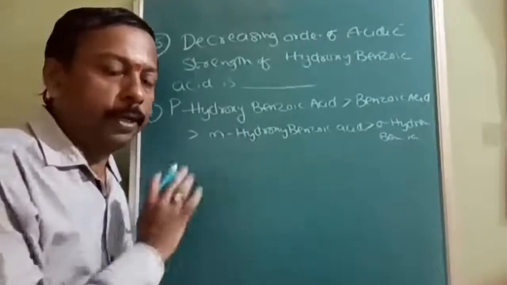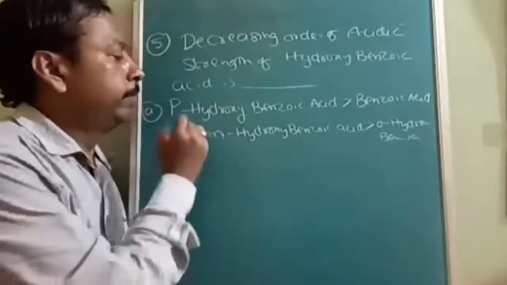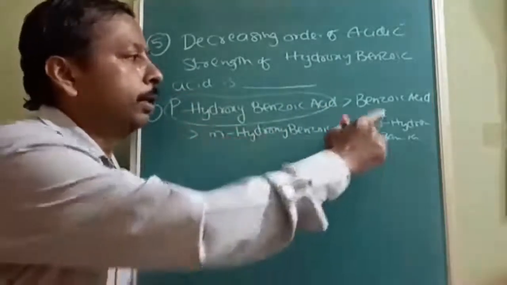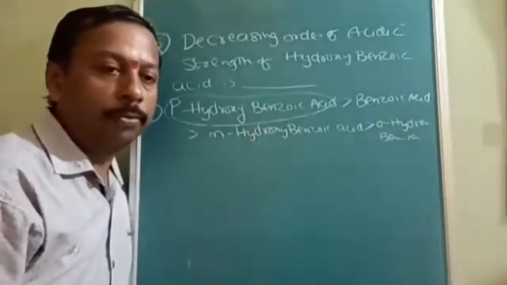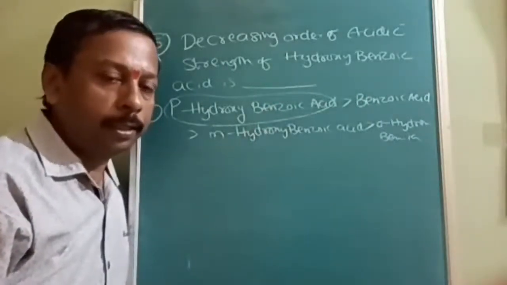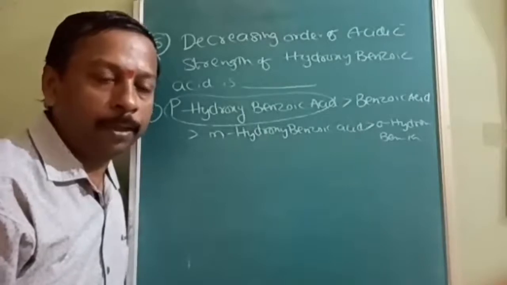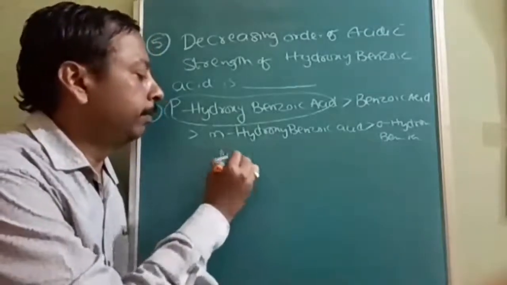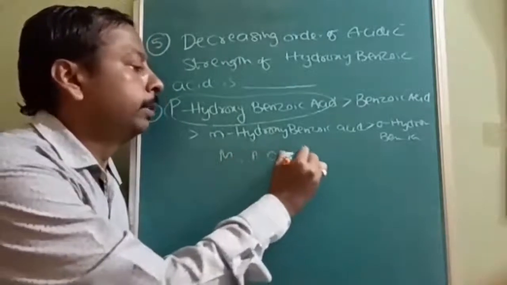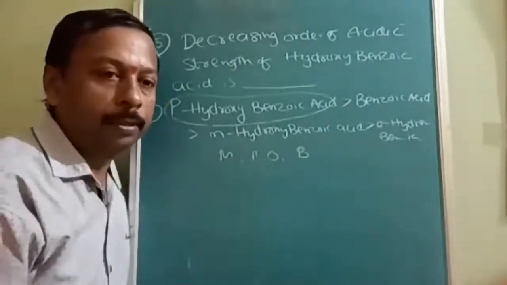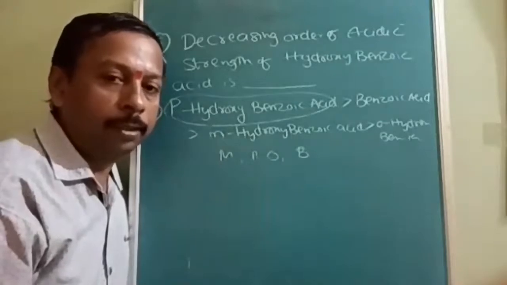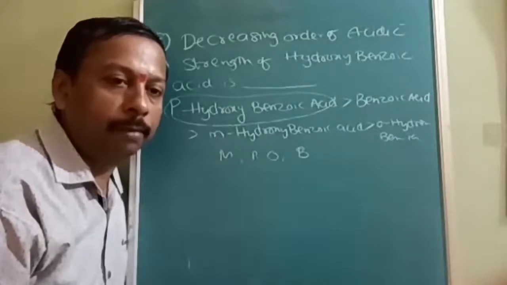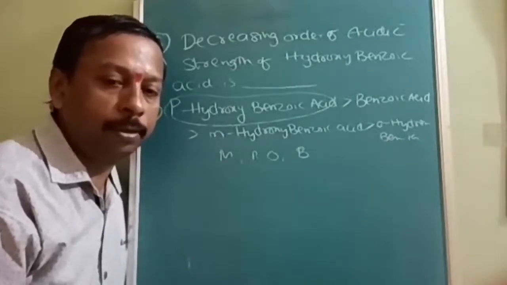Instead of writing all the options, you are given 4 options: benzoic acid only, para, ortho, meta, and benzoic acid. You have to arrange them in decreasing order of acidic strength. You can simply answer M, P, O, and simple benzoic acid. So let us not waste time writing the full answer. In decreasing order of acidic strength of hydroxybenzoic acid.